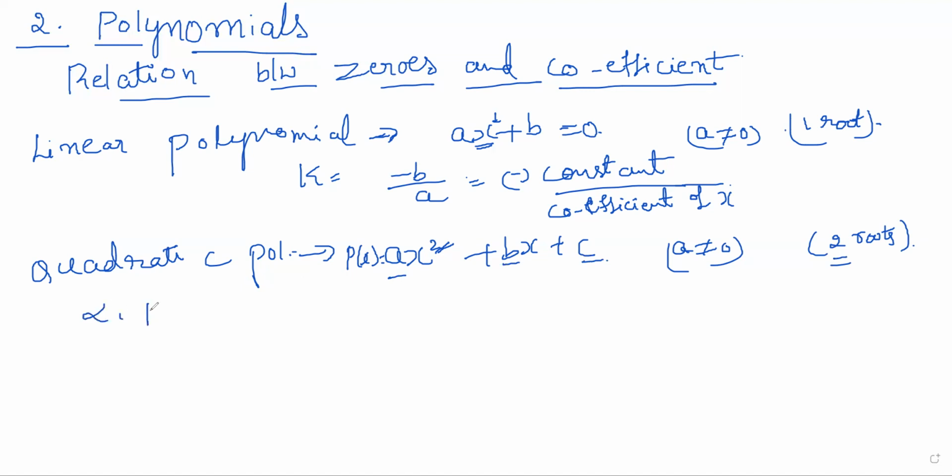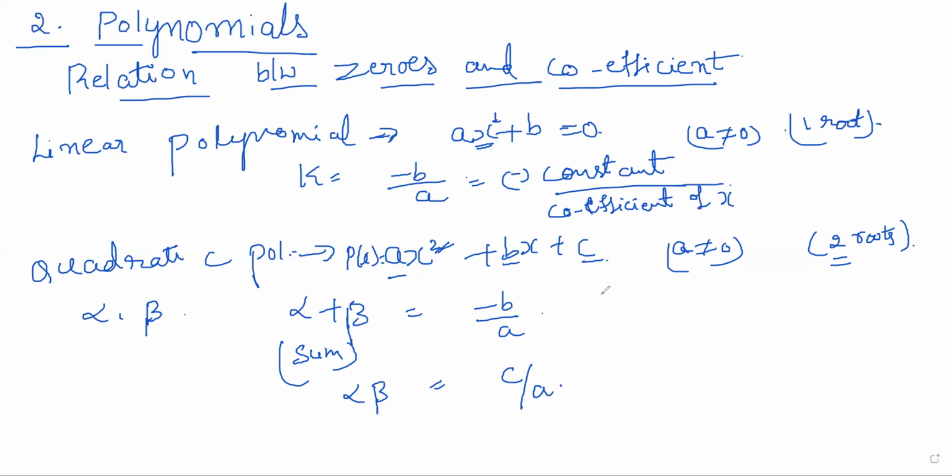So assume alpha and beta are the zeros of the polynomial. Alpha plus beta is equal to, as we discussed yesterday, the sum of zeros. The sum of the zeros is equal to minus b by a. And the product of the zeros, alpha into beta, is equal to c by a. This is for a quadratic polynomial.